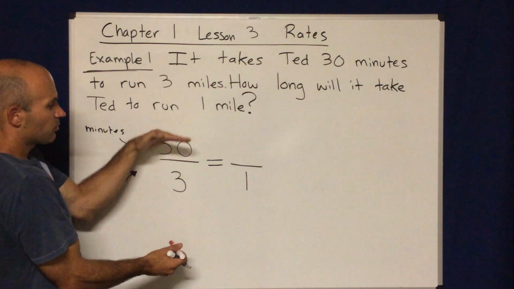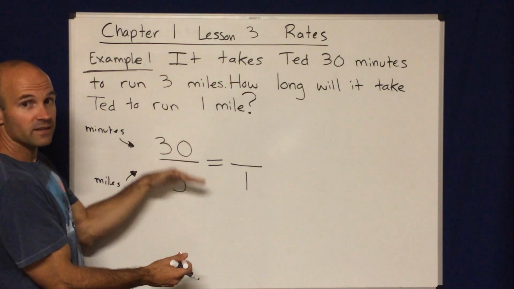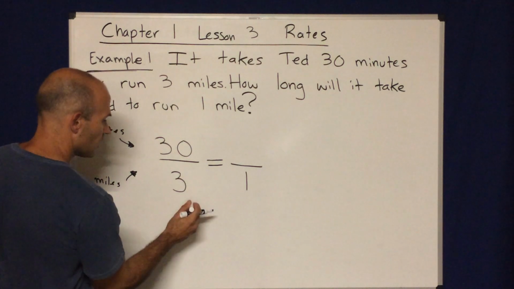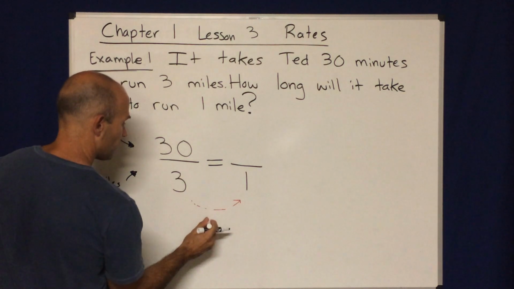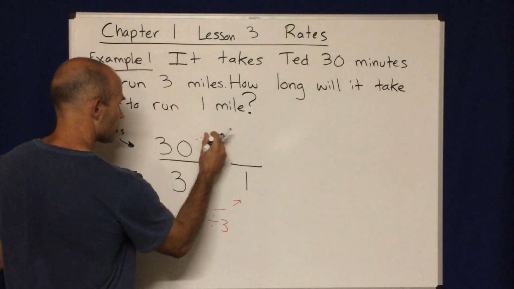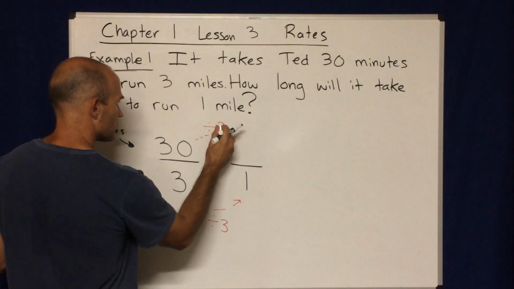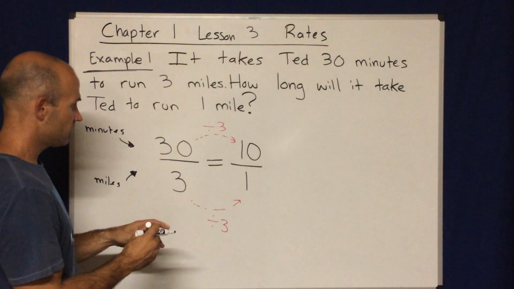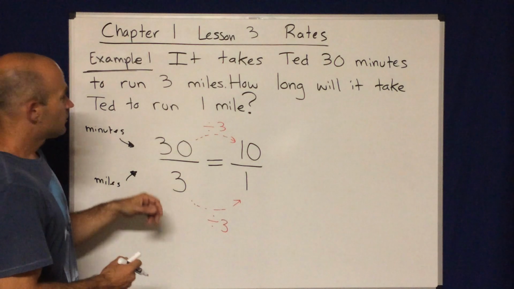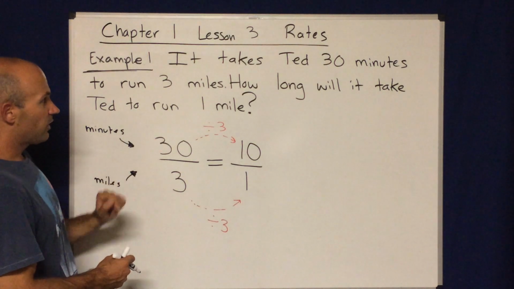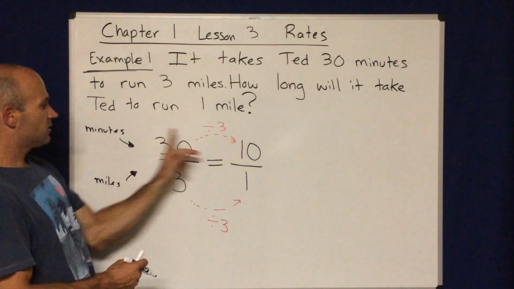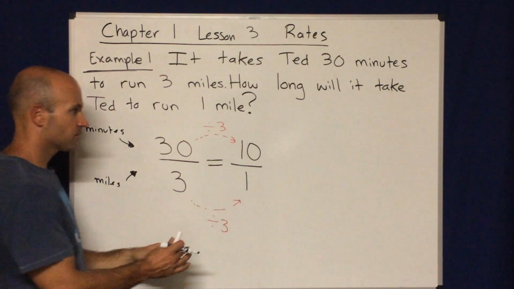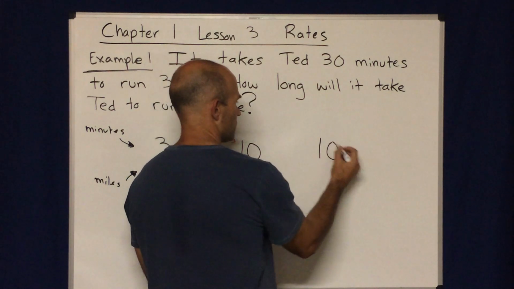And here, the appropriate operation is dividing both the numerator and denominator by the number 3, because that'll take this 3 down to a 1. So I'll divide both the numerator and denominator by 3. And that gives me a 10 in my numerator. 30 divided by 3 is 10. And so if Ted takes 30 minutes to run 3 miles, it'll take him 10 minutes, the units are lining up, 10 minutes for every 1 mile. So 10 minutes.